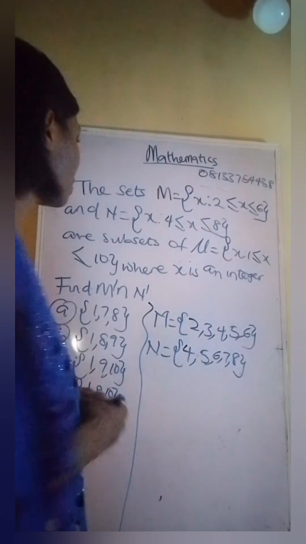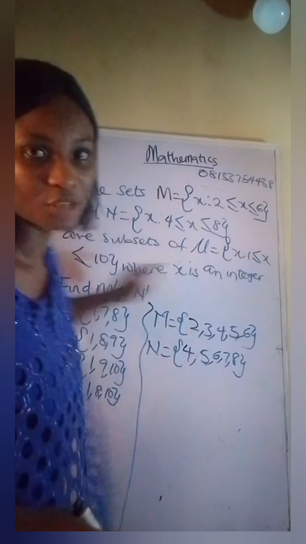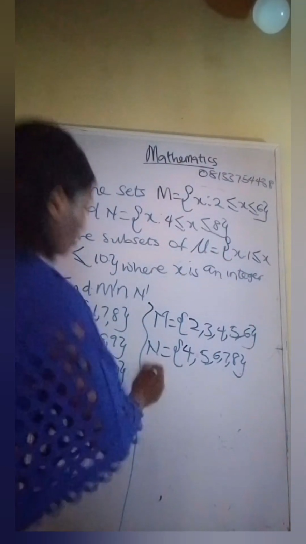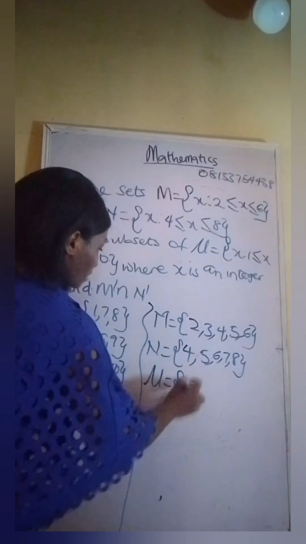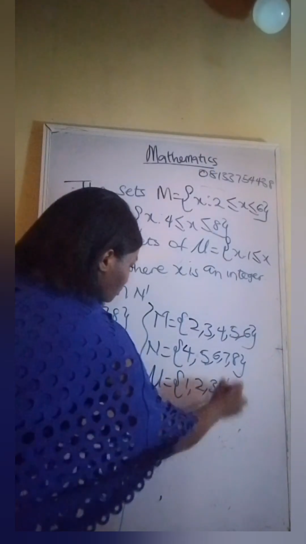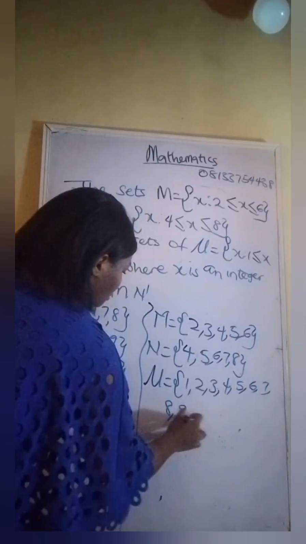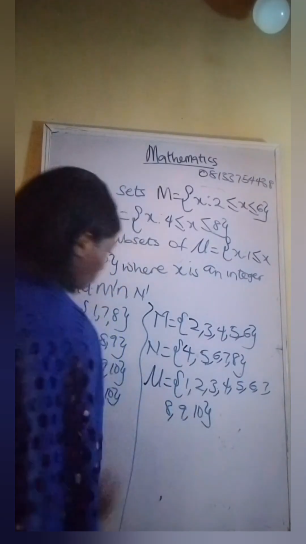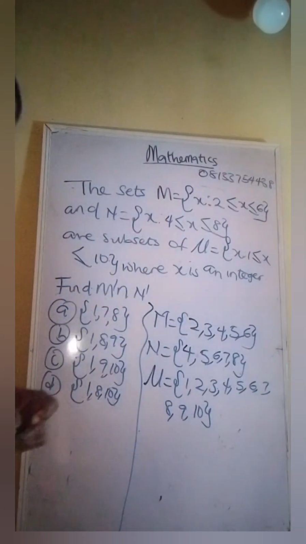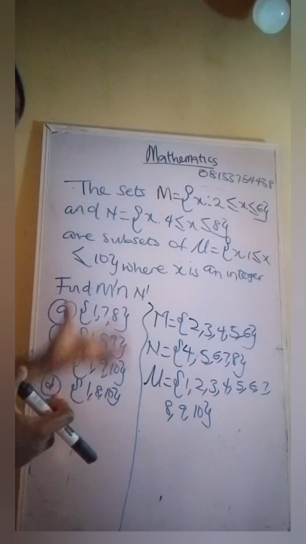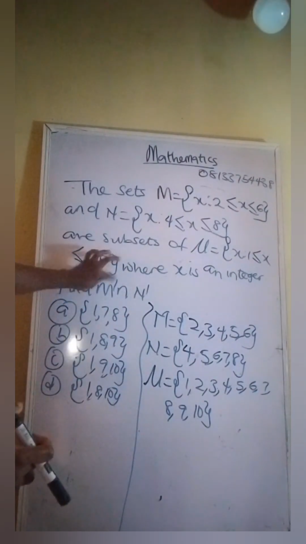We have to find the, see, this is the universal. So the universal is going to start with 1 and it's going to end at 10. So now m complement, n complement. Let's first get our m complement.